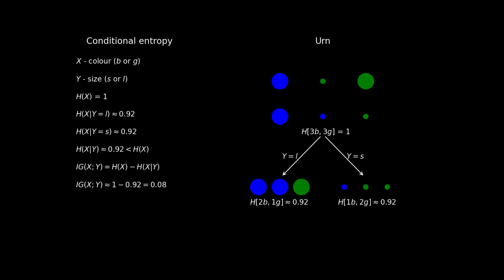In this case, the information gain for x and y is 0.08, meaning y reduces our uncertainty about x by 0.08 bits. If this number is 0, then the two variables are independent, so knowing the size of the ball would have no effect on the probability that it is blue.